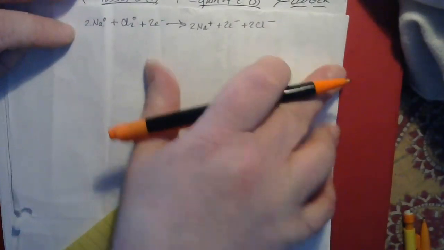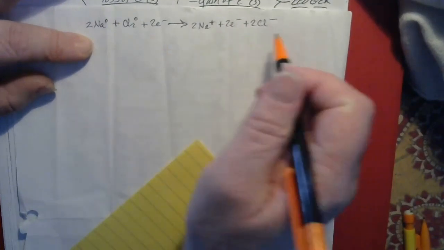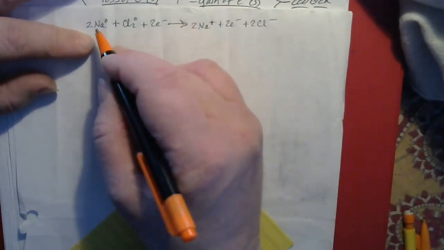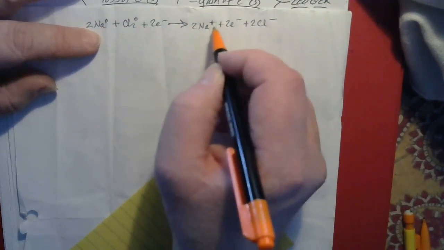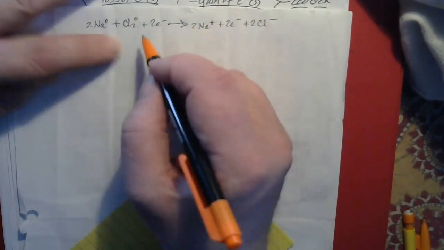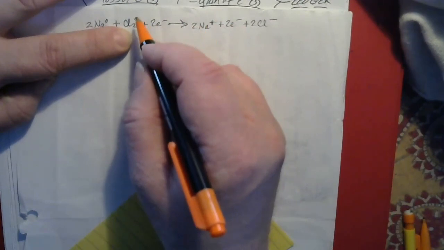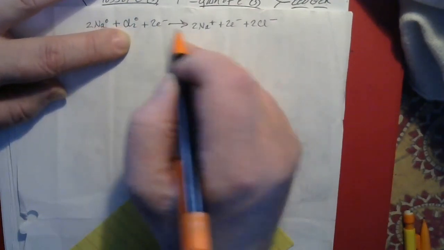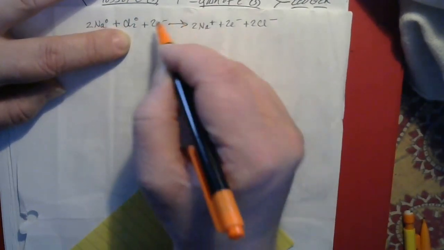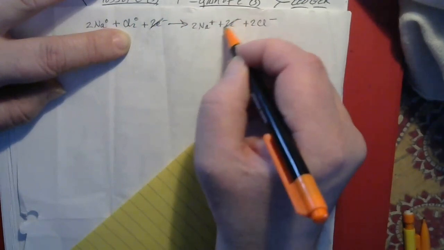And look what happens when you cross out things that remain the same on both sides. Na0 with no charge comes out as Na plus. So that's a change. You can't cross that out. Cl2 with no charge comes out as 2Cl minus with a charge. That's a change. Can't cross it out. But 2 electrons come out as 2 electrons. That's no change. So you can cancel those out when you're combining the half reactions.